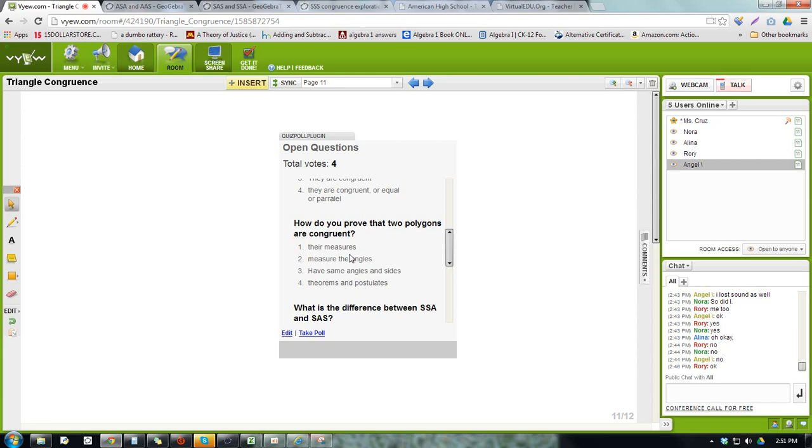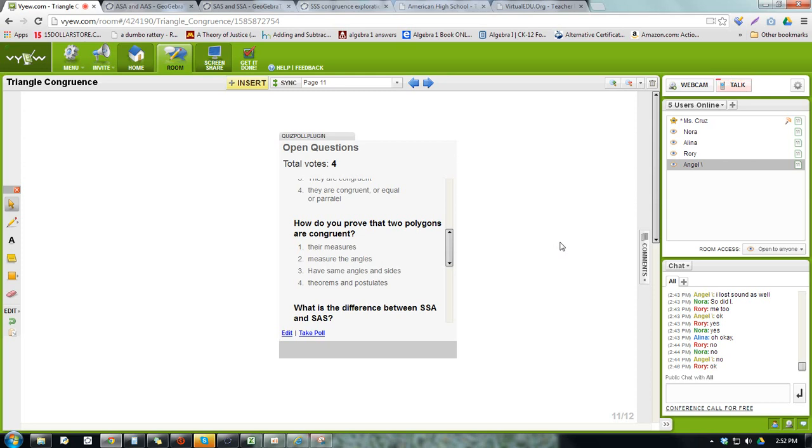All right, I would say that some answers are partially correct and some are fully correct. One of them we said they're measures. While that's true, I think it needs to be more specific. What do you mean about their measures? Are we saying the measures are congruent? Are we saying that they're different? It's not clear for somebody who doesn't know what you're talking about.